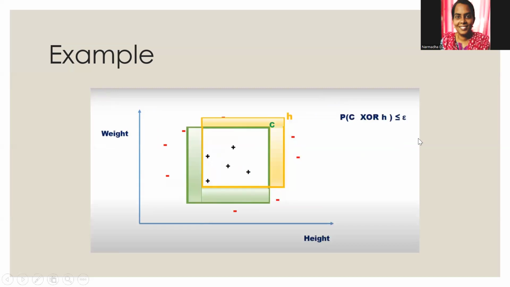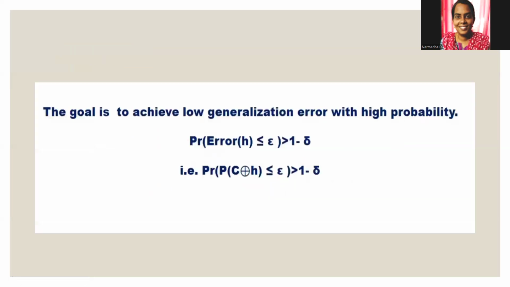So we are trying to find an XOR operation, that is the probability of concept XOR this hypothesis, that should be less than or equal to epsilon, which is the error limit. So the goal is to achieve very low generalization error, but with high probability. The probability of getting the low error must be high.